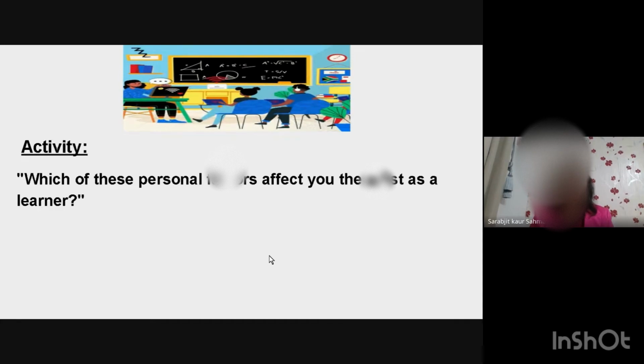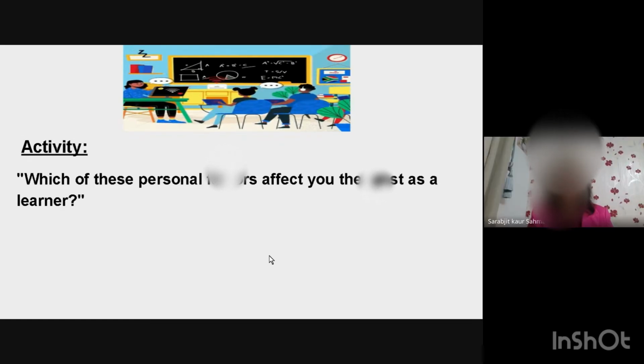Yes, Manika, can you say the answer for this? Yeah, sure. I think motivation plays an important role. For example, if we say a self-motivated learner or a learner who is interested in a topic, I think he or she will understand it well and be more likely to complete assignments on time.